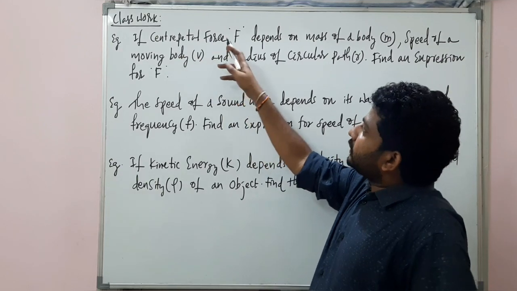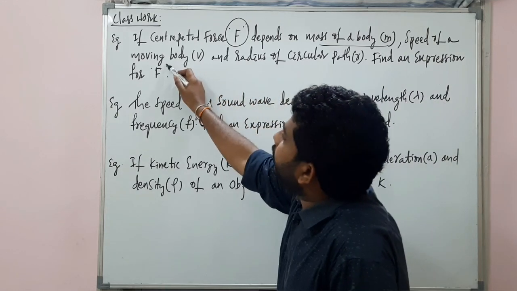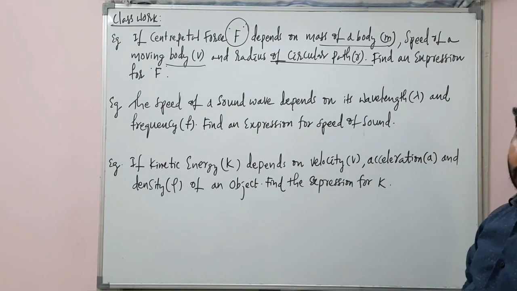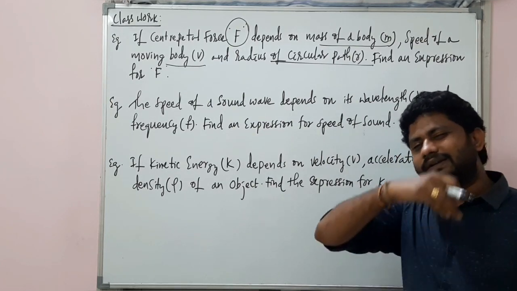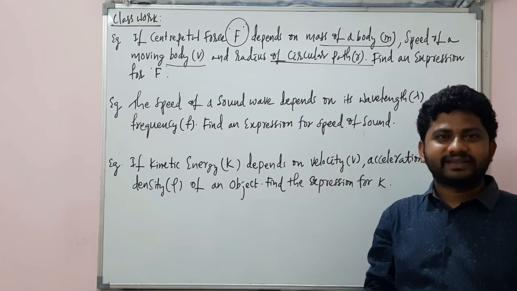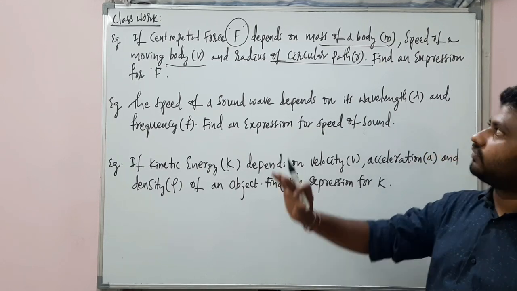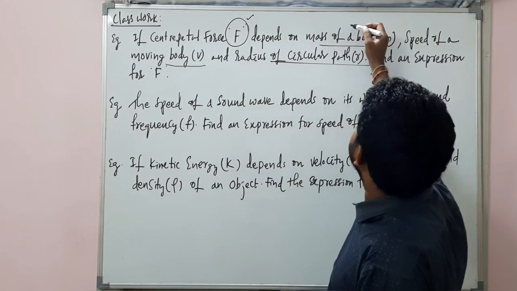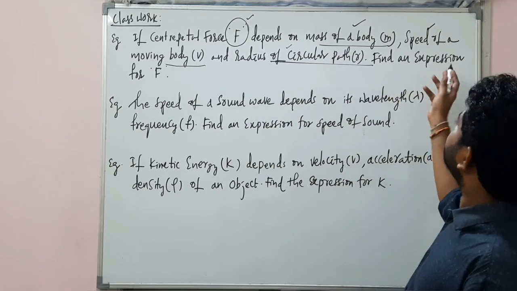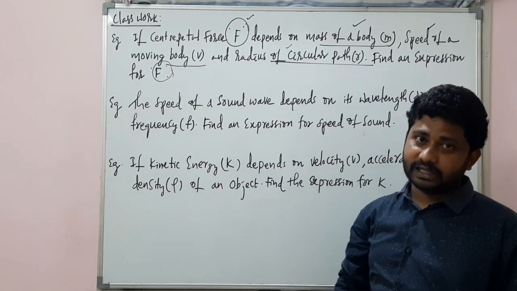If centripetal force F depends on the mass of the body, speed of a moving body, and radius of the circular path, there is no information required regarding centripetal force itself. It doesn't matter to us for the time being. We need only to find the relation among force, mass, speed, and radius of circular path, and you need to find the expression for the force in terms of mass, velocity, and radius of circular path.